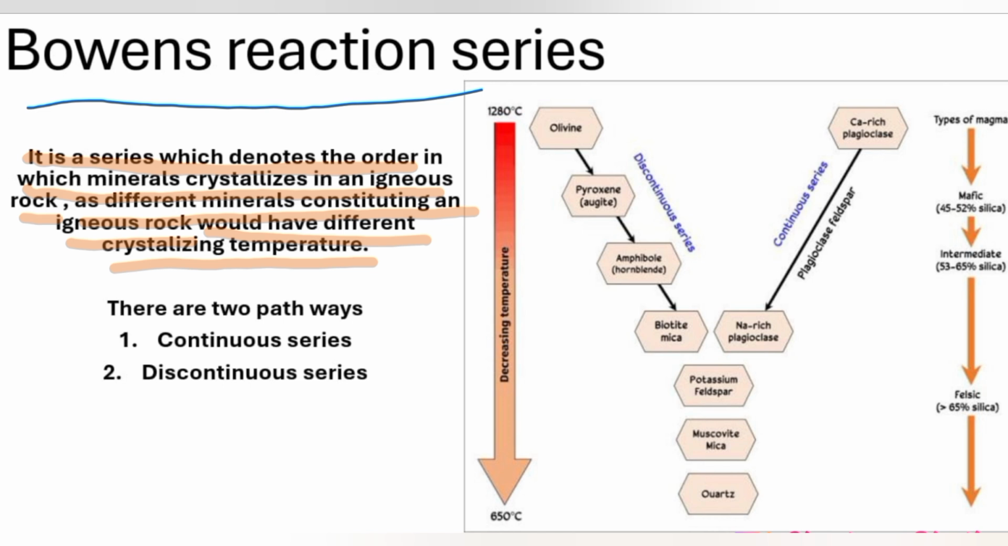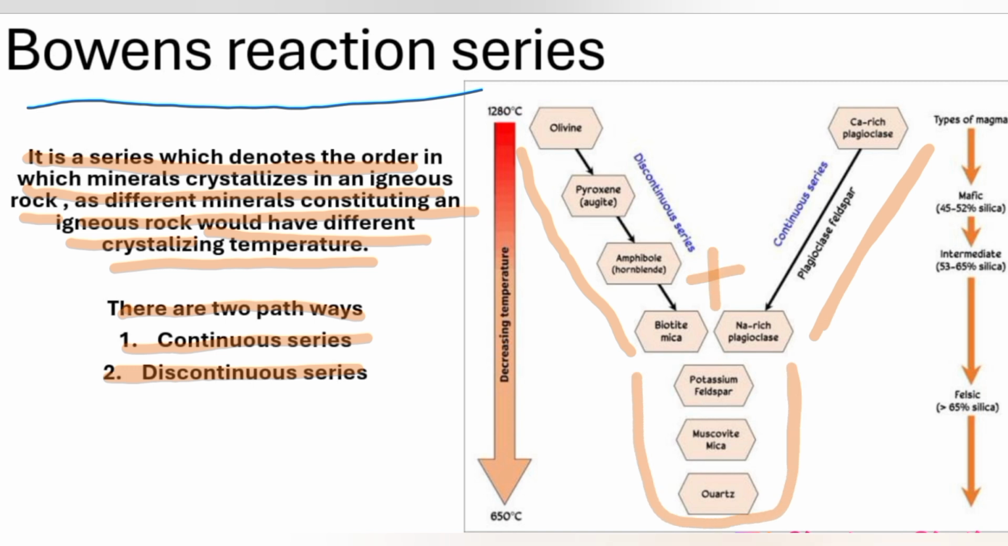The second thing coming here is that Bowen's reaction has two pathways. One is the continuous series and the second one is the discontinuous series. Here a schematic representation of the Bowen series is given. The left hand side has the discontinuous series and the right hand side has the continuous series. Both of these merge together and form a residual series which has quartz, muscovite and potassium feldspar.